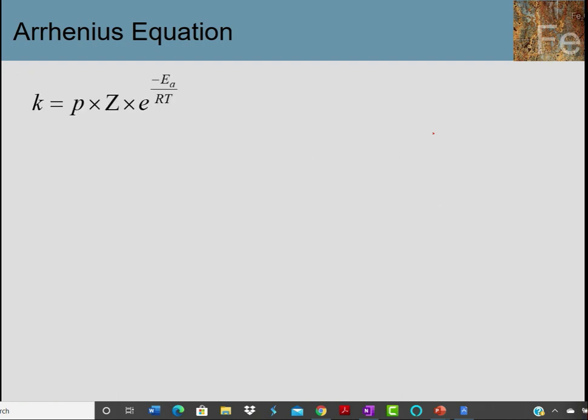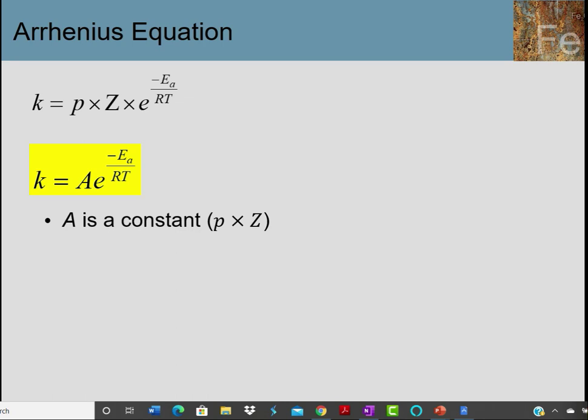So if I take this equation and I simplify it by simply making my P times Z equal a constant, we'll call it A. Why chemists call it A, I don't know. I guess it's because it's the Arrhenius equation. That's my best guess. And I do my whole logarithm craziness with this.